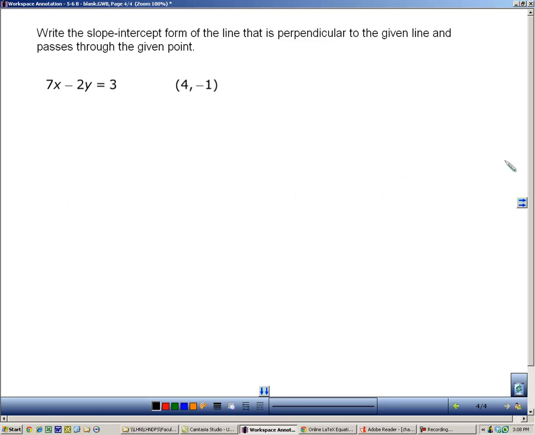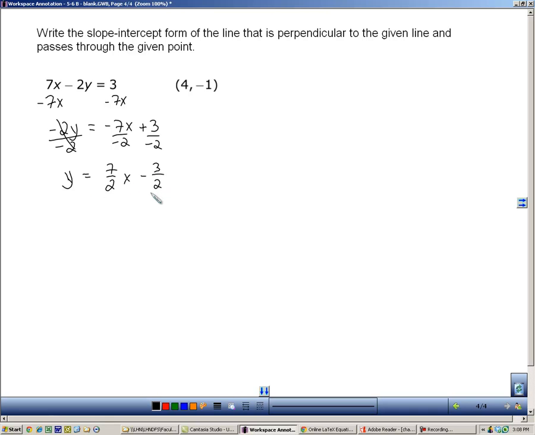Here's one more example that involves perpendicular lines. There is a small difference, though, and if you look at this equation, it's not in slope-intercept form. So it's not easy for me to pick out the slope. So what you want to do is isolate the y first and get it in slope-intercept form. We'll do that by subtracting 7x. Now you could write this as 3 minus 7x, but I'm going to do negative 7x plus 3 because I want to put it in slope-intercept form. Now we'll divide everything by negative 2. So y equals 7/2 x minus 3/2.